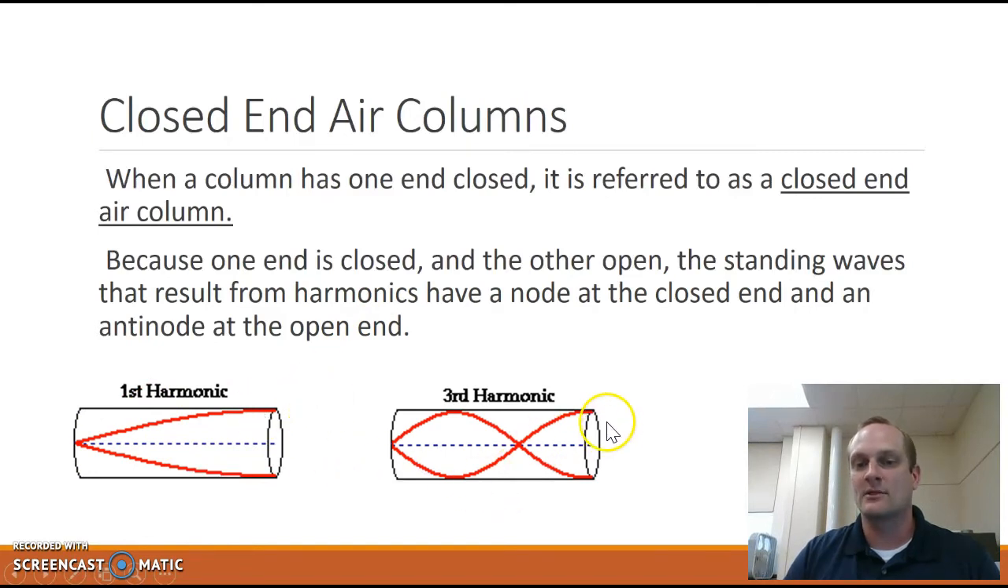The next harmonic looks like this. Okay, so again, I need the antinode at one end, right? And then I need a node at the closed end. Now notice this goes from the 1st harmonic to the 3rd harmonic. That's kind of weird. In the open pipes on both ends, or on the waves in the string, we had the 1st, 2nd, 3rd, 4th harmonic, right? This goes 1st, 3rd, 5th. Why does it do that?